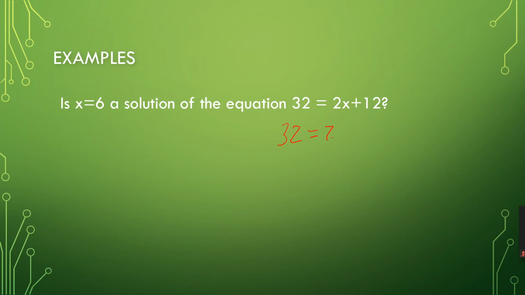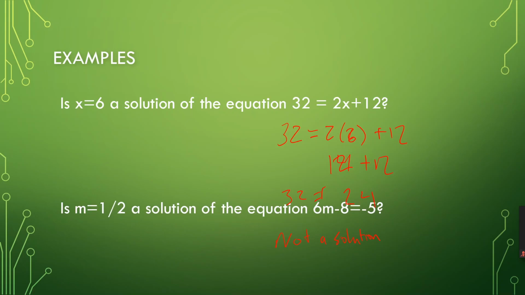So 32 equals 2 times 2 plus 12. 2 times 2 is 4 plus 12. It should be 6, sorry. This is 12. 12 and 12 is 24. 32 does not equal 24, so it is not a solution.